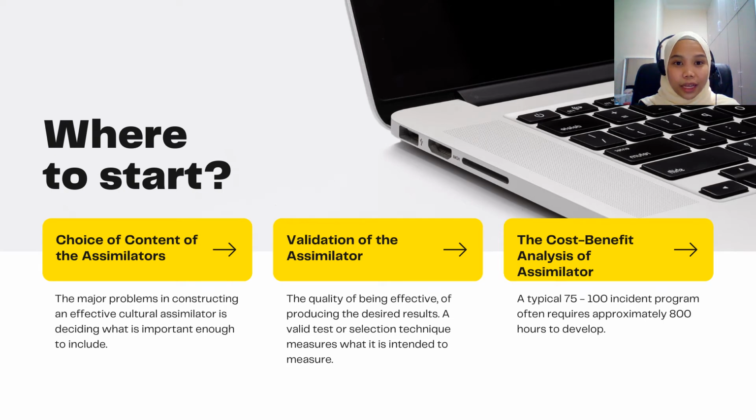In the majority of cases, these assimilators enable the trainee to read and understand a short episode of a cultural event. If the trainee makes the right decision, he or she will progress to the next episode. In case the answer is wrong, the trainee should read the episode again and pick another answer. Where to start? Let's begin with the choice of content of the assimilators. The choice of what is sufficiently important to include is a major problem for the building of a successful cultural assimilator.